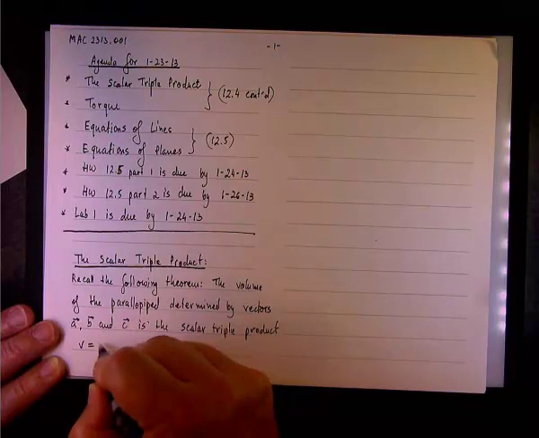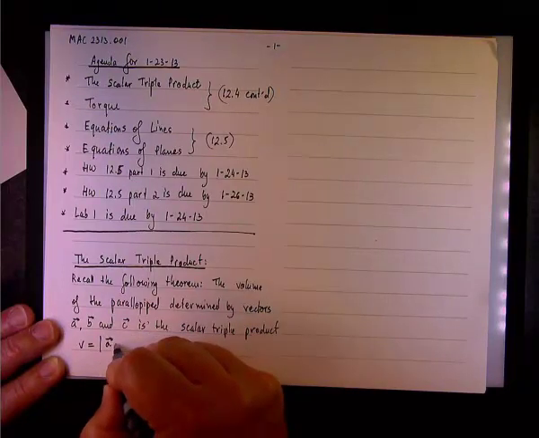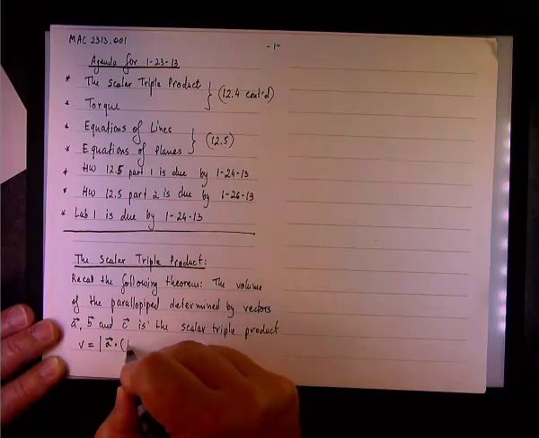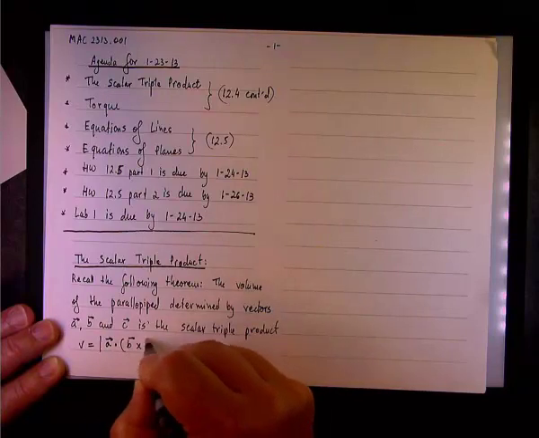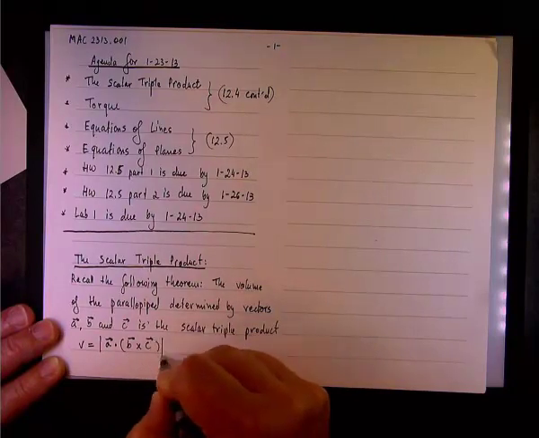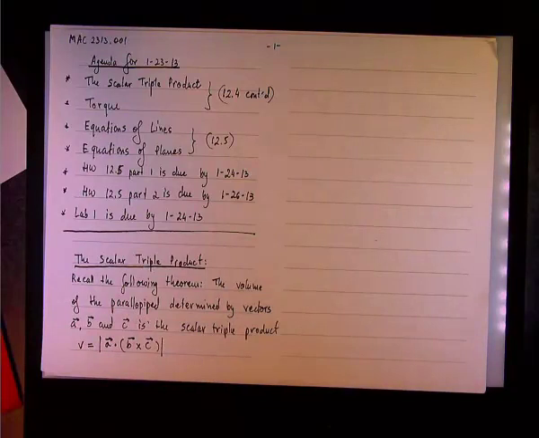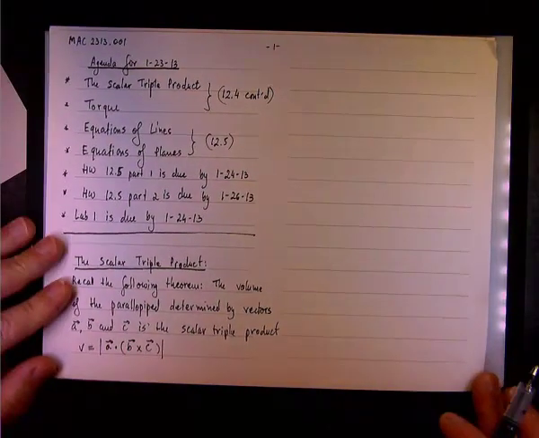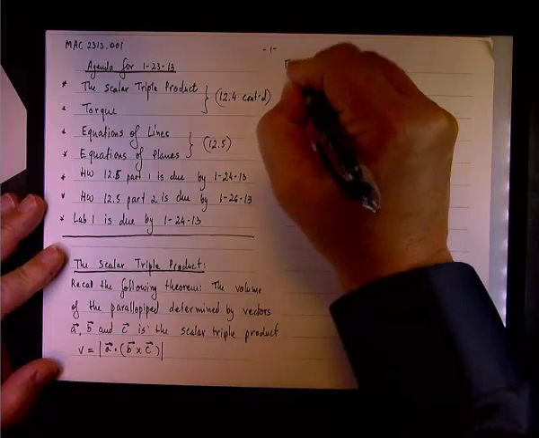So the volume V is given as the absolute value of A dot B cross C, like so. And the only reason we take the absolute value is because the dot product can be either positive or negative, and of course we require the volume to be positive.